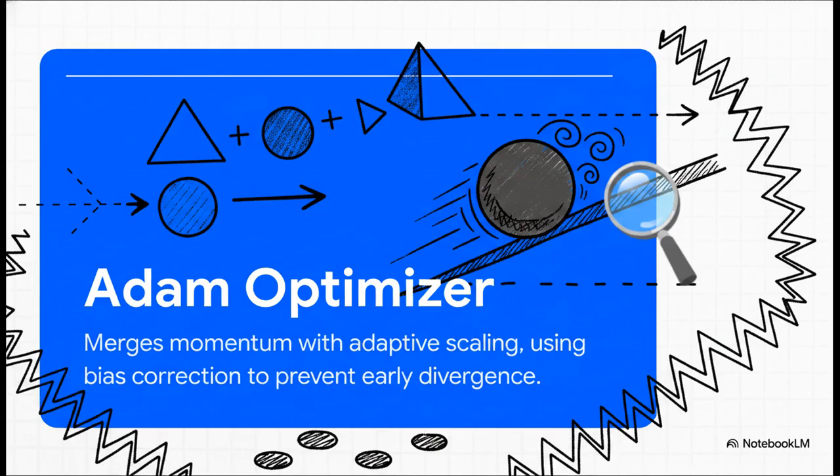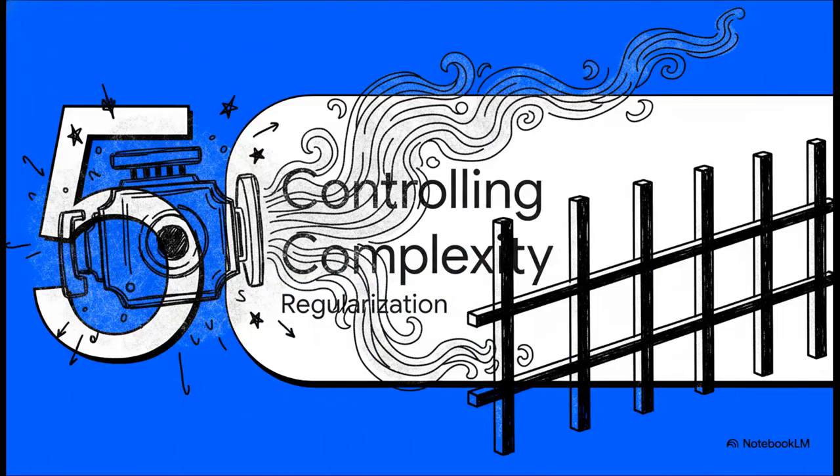Crucially, Adam relies on a really clever mathematical bias correction trick. Because its internal memory starts at 0, its early steps are artificially tiny. Adam uses a geometric sum correction to renormalize these estimates, completely preventing the engine from stalling out and diverging early in the training process. Which brings us to Section 5, Controlling Model Complexity, Regularization.